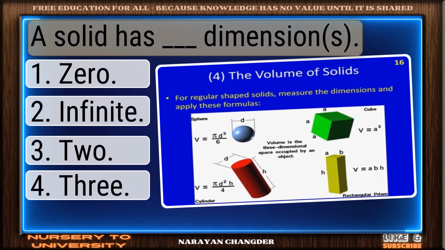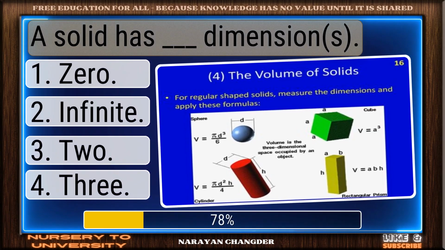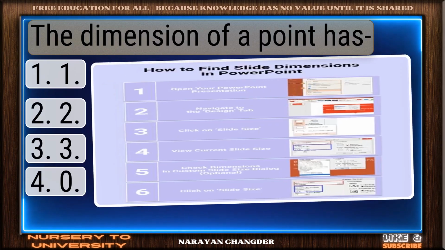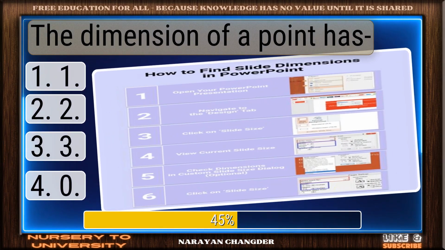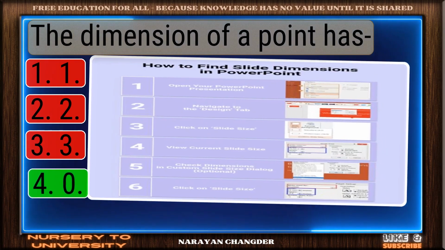Question number 45. A solid has dash dimension. Right choice. 3 is the best answer. Question number 46. The dimension of a point has. Great job. Zero is the accurate answer.